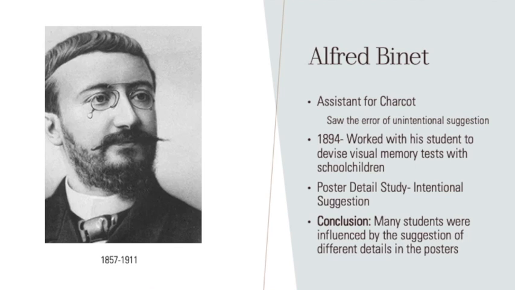In 1894, Binet and one of his students, Henry, devised a test to look at the visual memory of school children. During these tests, Binet looked at the effect of intentional suggestion that he was able to control within his laboratory. For example, in one of his studies, Binet showed children a poster with many different elements on it. After that, he would ask the children to recall the details of the poster and ask misleading questions on purpose.